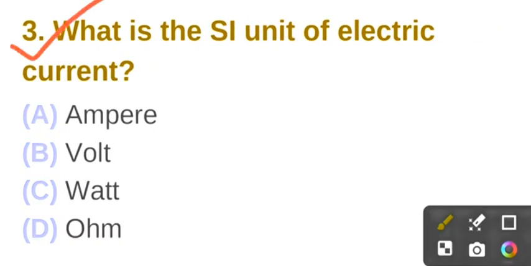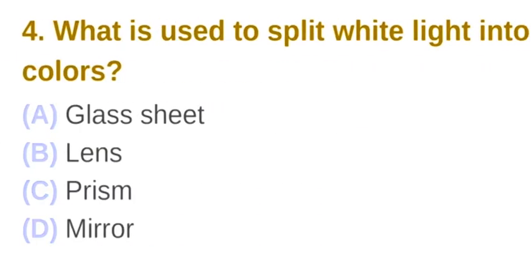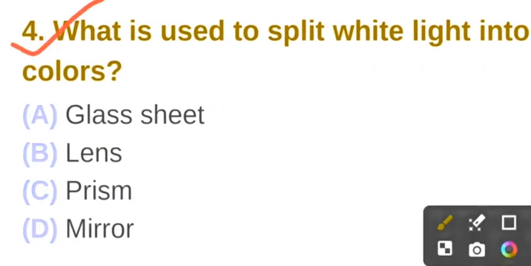Question number 3. What is the SI unit of electric current? The correct answer is option A, ampere. Question number 4. What is used to split white light into colors? The correct answer is option C, prism.